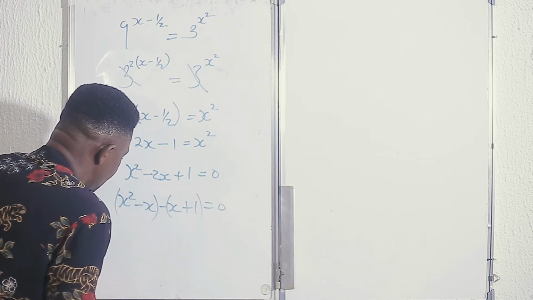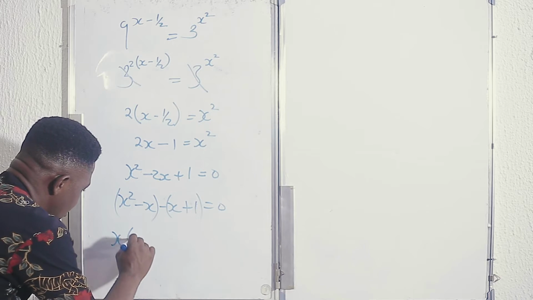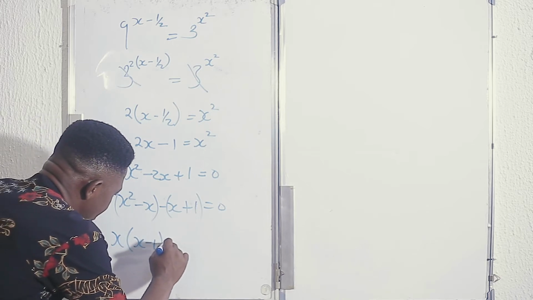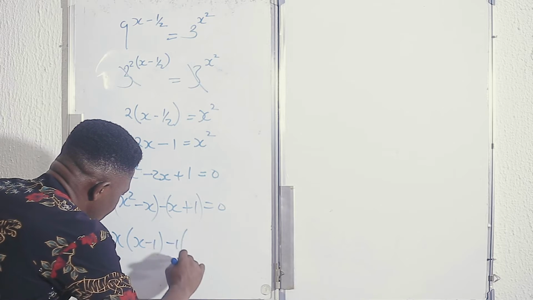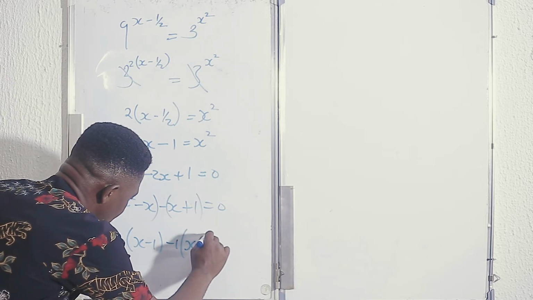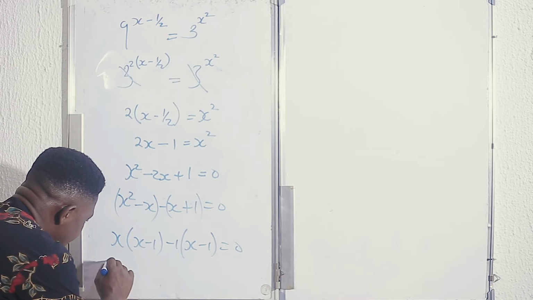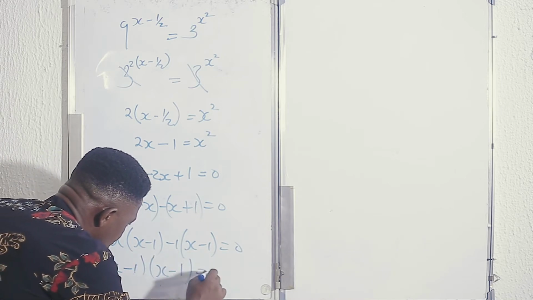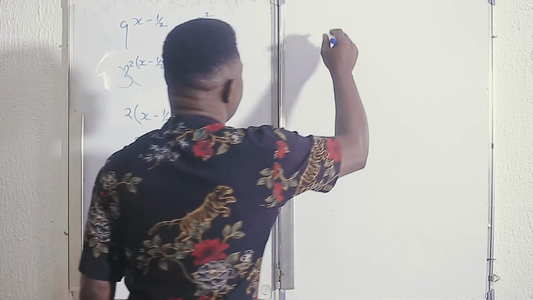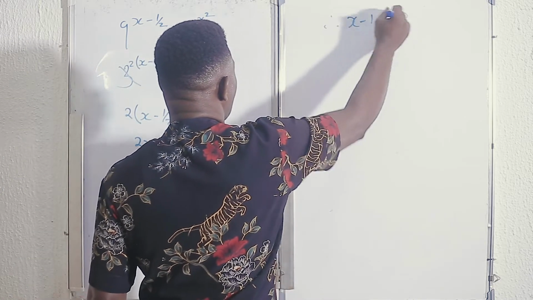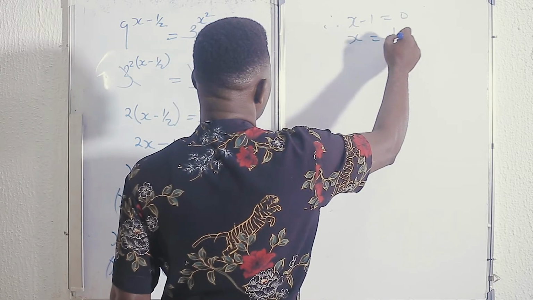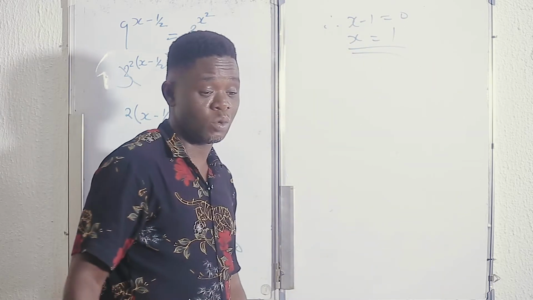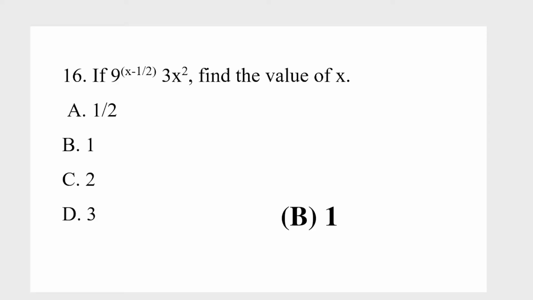If we introduce this here, we have x into x minus 1, x minus 1, everything is equal to 0. So x minus 1 is equal to 0. Therefore, x is equal to 1 twice. So x is equal to 1. So the correct answer there is B. X is equal to 1.